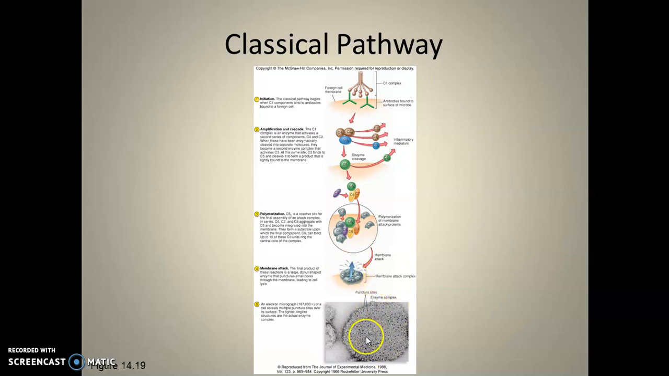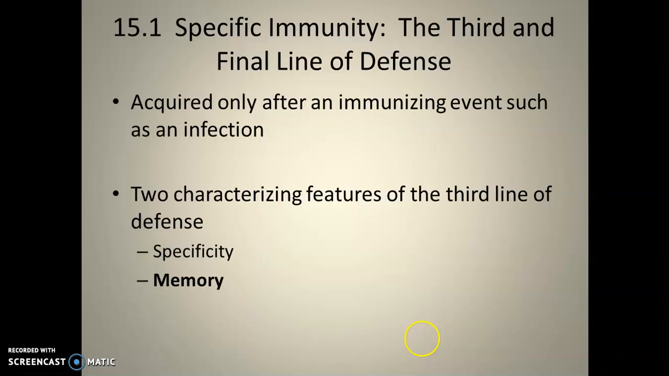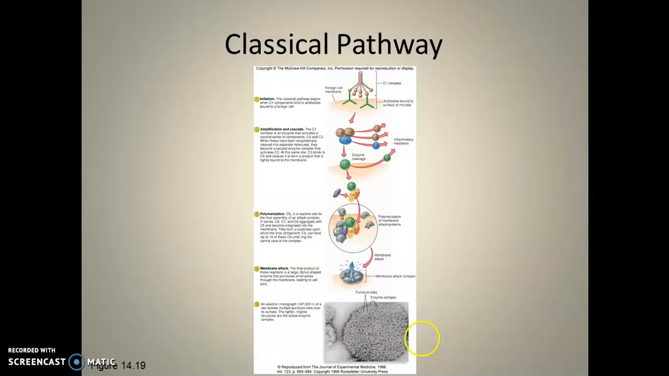And here's a picture you can see of an organism that has had a whole bunch of protein donuts or membrane attack complexes built into its surface. So it's essentially just creating holes, big holes all over that are going to eventually lead to the lysis of that cell. So that's what the complement system is.